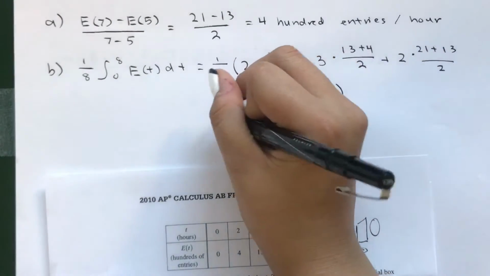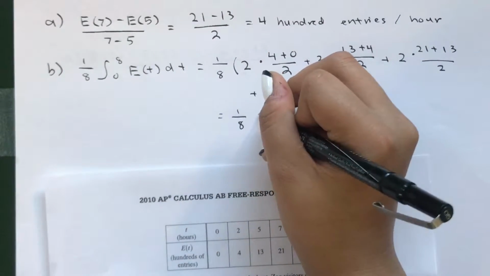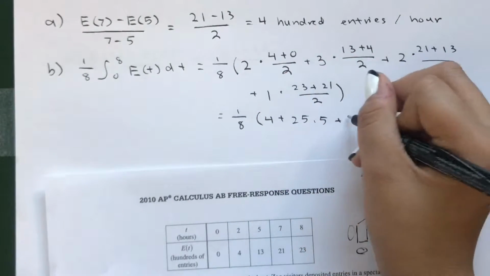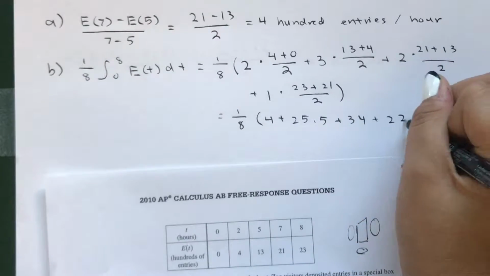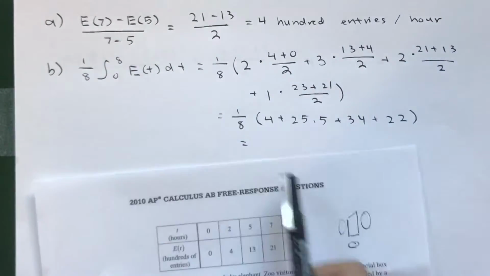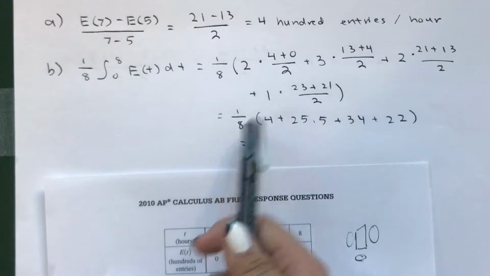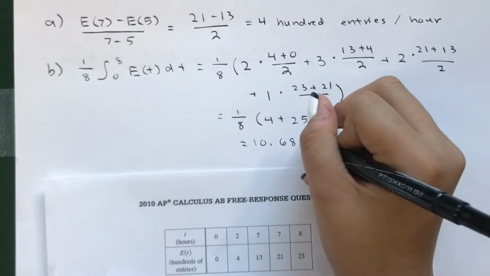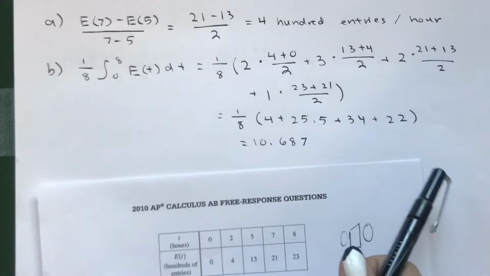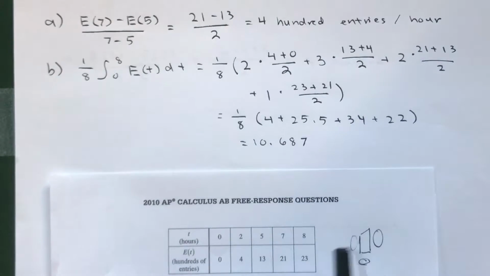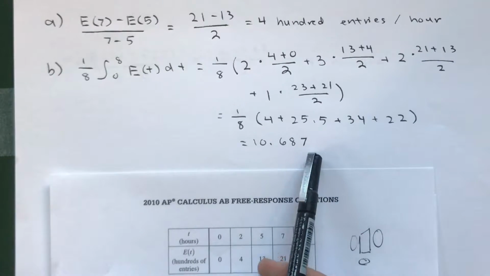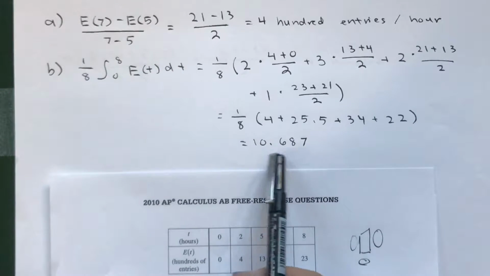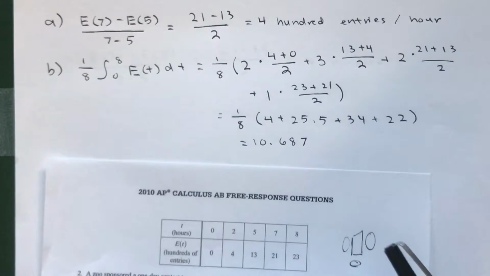And this gives you 1/8 times (4 plus 25.5 plus 34 plus 22). And then when you divide all this by 8, you get 10.687. And this continues, but since this is calculus, we have to either truncate it at 3 decimals or continue on and round it at this point. And you always need at least 3 decimals.